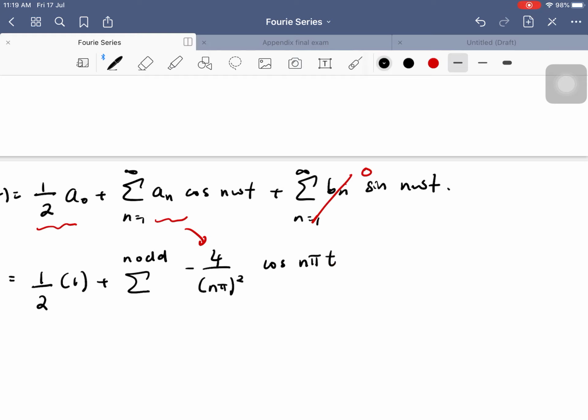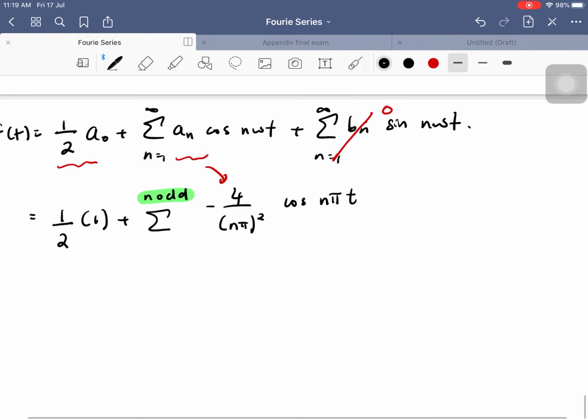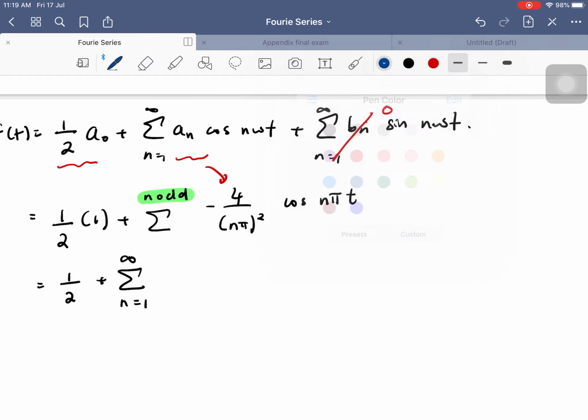Now we have to change this right here. We cannot leave it in terms of n is odd. We always have to make the series from n equal 1 until infinity. So this is what I mean. Here I'm going to have a half multiplied by 1, which is going to be a half. But remember in Fourier series, the series always has to start with n equal 1 to infinity. I did mention this to you before when I explained the first example. When n is odd, what you're going to do is replace all the n in the series with 2n minus 1.